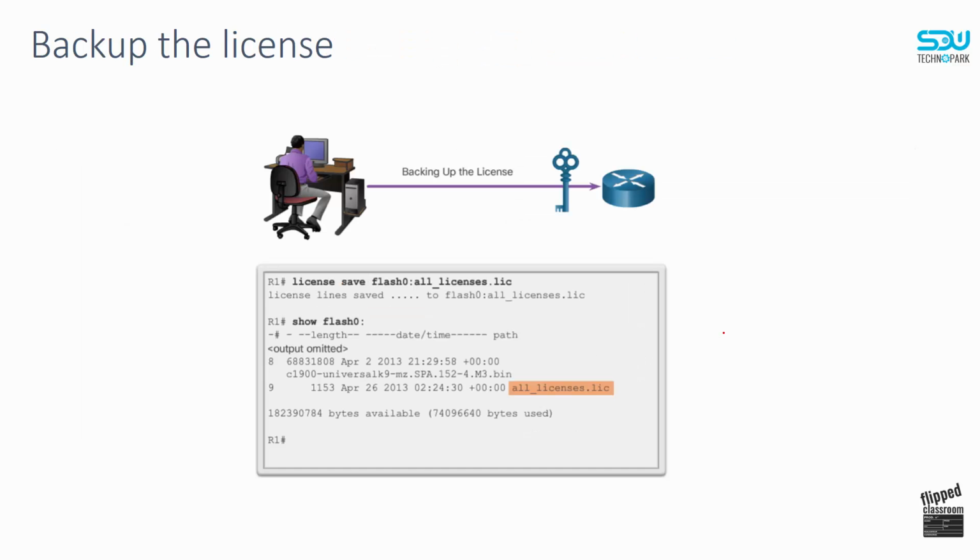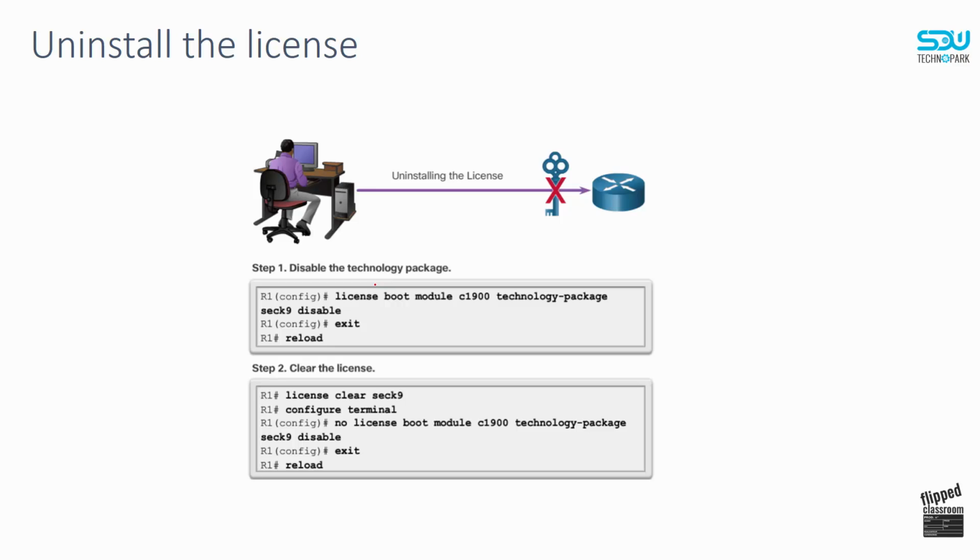Backup the license. You can save your license to the flash memory card if you wish, or if you want to store it on the TFTP server, you can do the same. License save, and you can just give the directory where it will be saved.